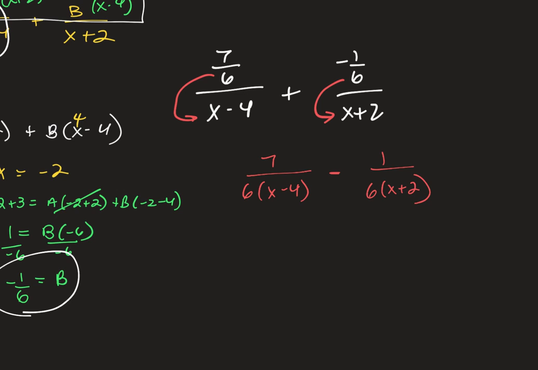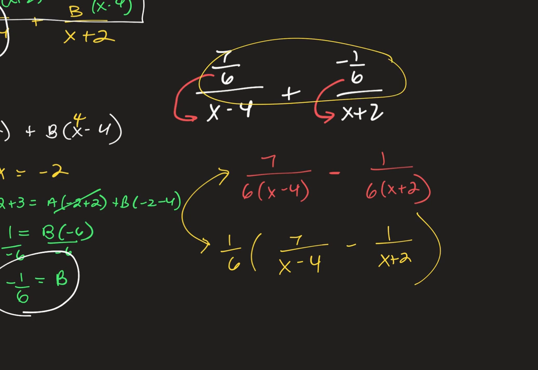plus 2. Do you distribute? No, don't. It's an extra step you don't need to do. If anything, you want to factor out, like WebAssign liked the 1/6 factored out, I would take that answer, but you don't need to distribute, so don't waste your time doing it. So we give it like the right one. This or this would be both marked wrong. You just can't leave that.